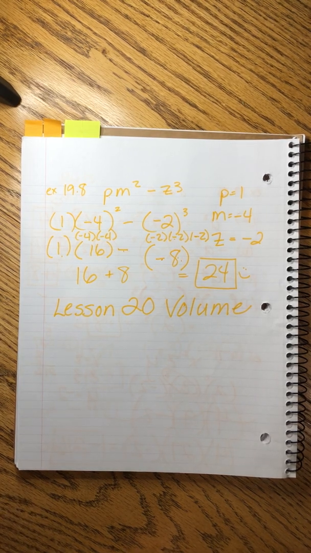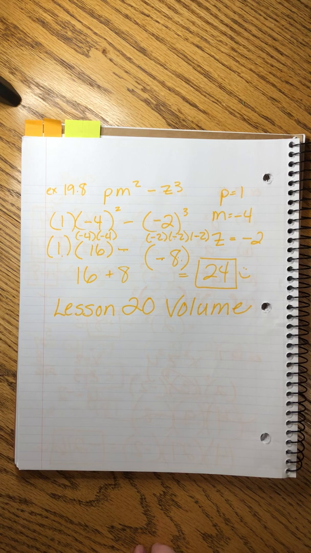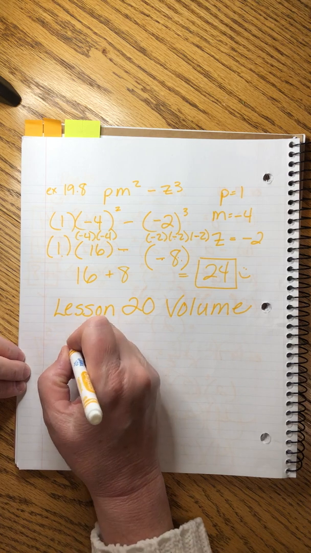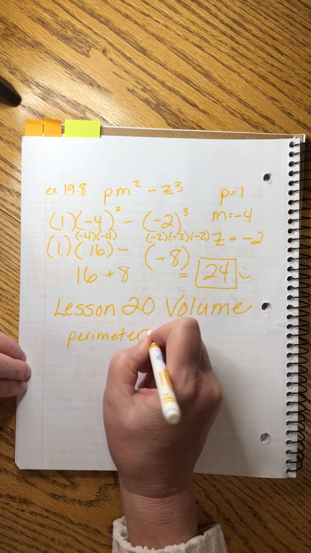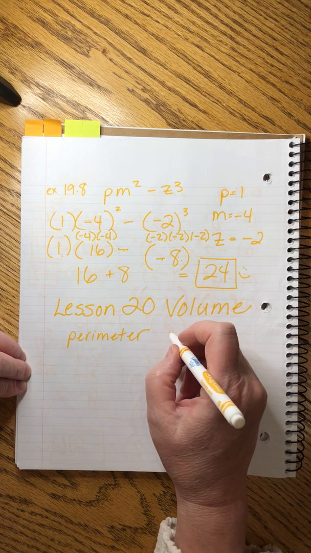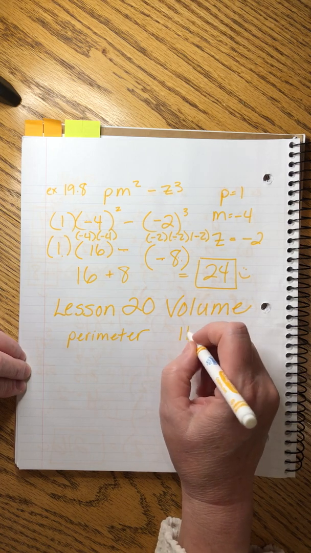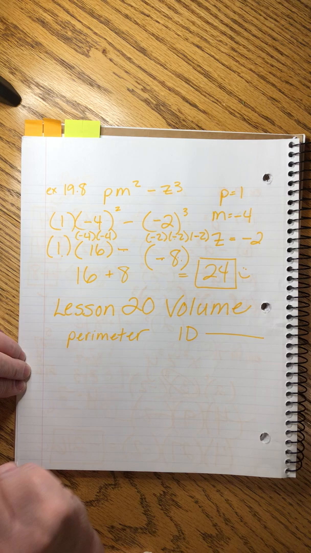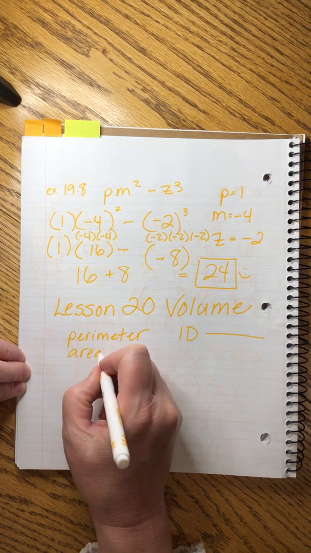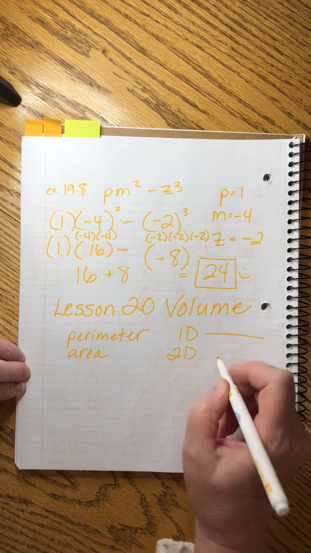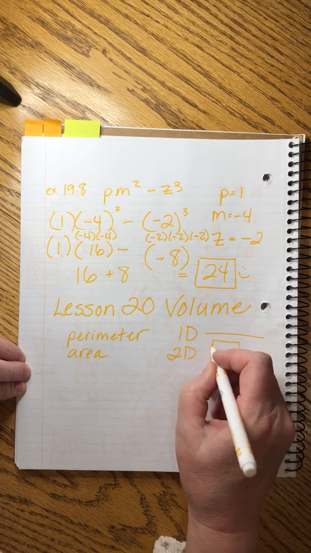Saxon Algebra 1, Lesson 20, geometry topic for today. Here's a quick review. When we measure perimeter, we are measuring one dimension, right? It's like a line. When we are measuring area, it's in two dimensions, and that's like a square.